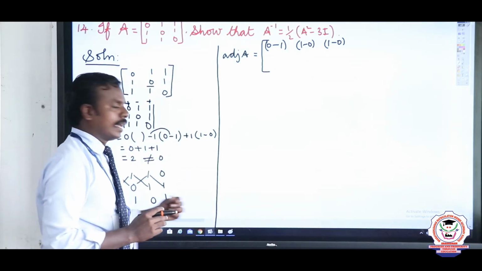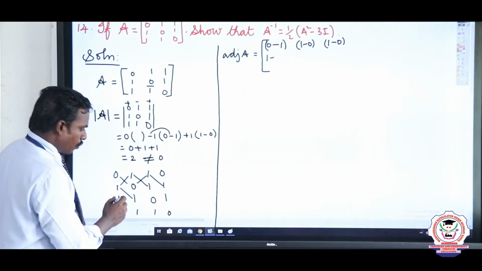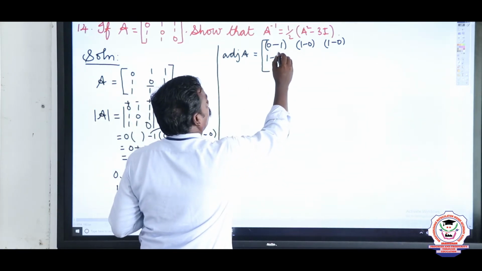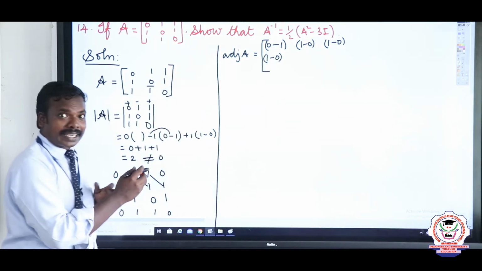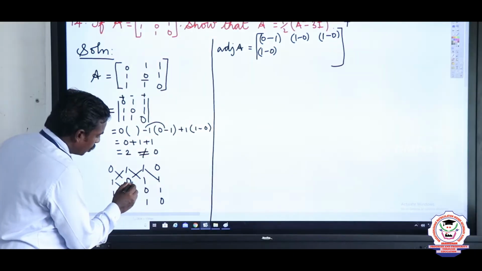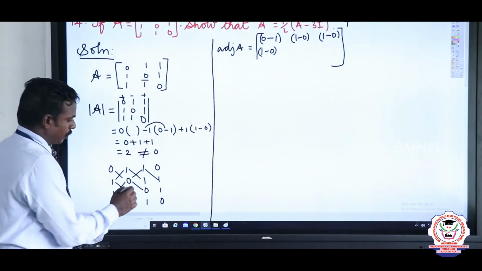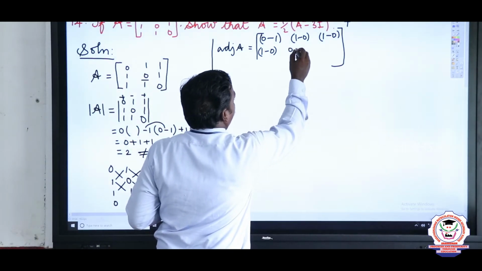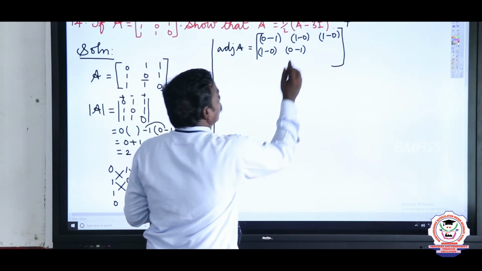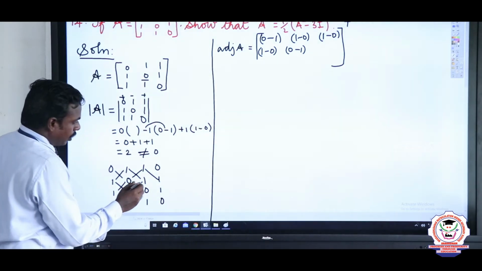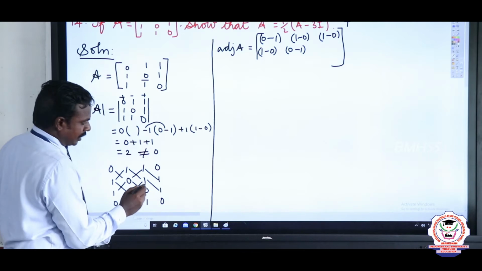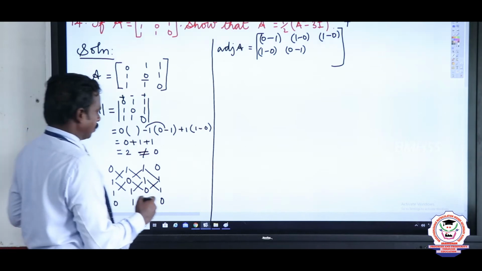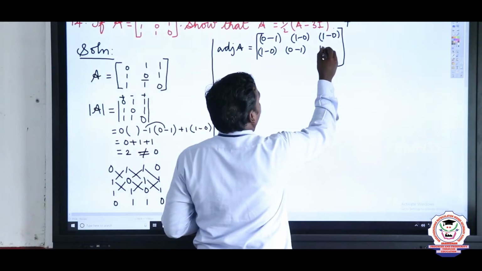Now I am going to start the second row. Second row, 1 into 1 is 1 minus 1 into 0 is what? 0. 1 minus 0. Second row first element over. Now second row second element, that is second row second column. 0 into 0 is what? 0 minus 1 into 1, 1. So 0 minus 1. So second row second column over. Second row third element, that is 1 into 1 is 1 minus 0 into 1 is 0. So 1 minus 0.